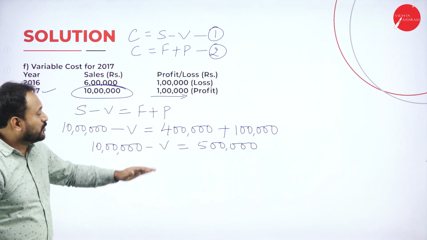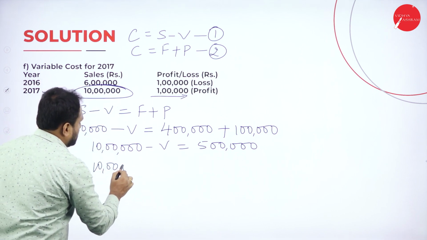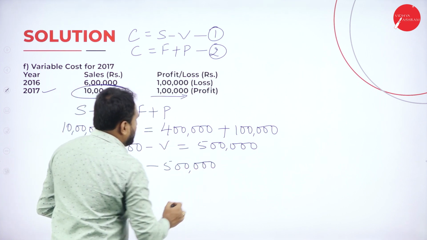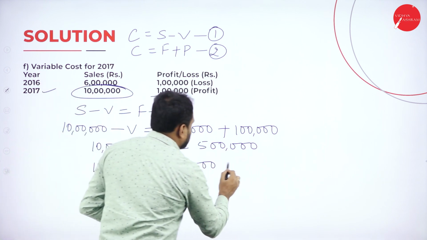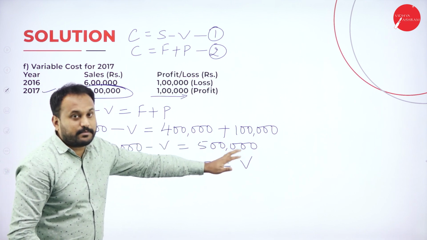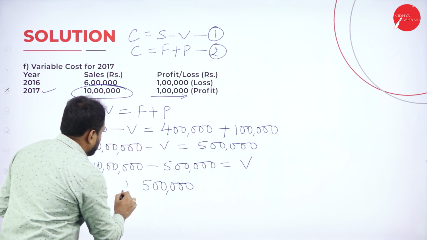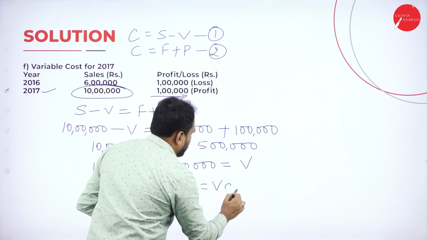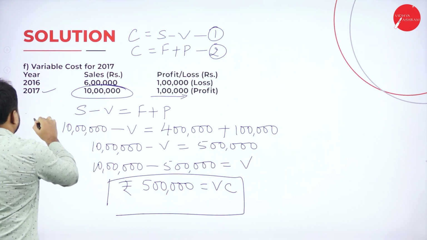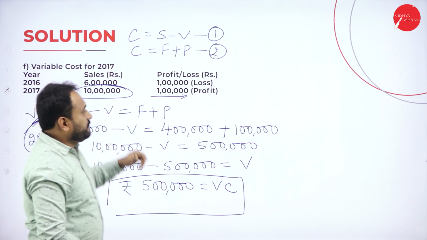Because you are getting 3 marks, so go with the steps, no issues. Now this 5 lakh will come here, that is 10 lakh minus 5 lakh. Now this minus V will go there, so it will become positive V. From positive to negative, from negative to positive. So variable cost is how much? 5 lakh rupees. 5 lakh is equal to the variable cost of 2017. So I'm done with variable cost 2017.